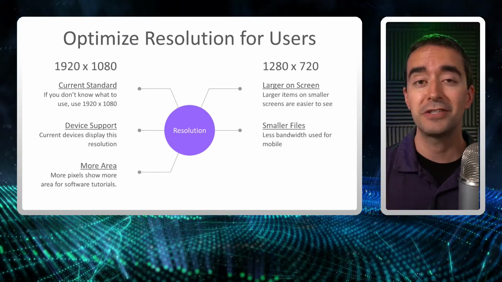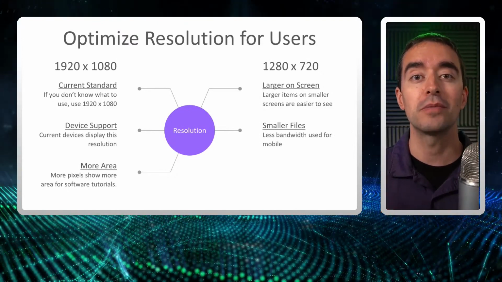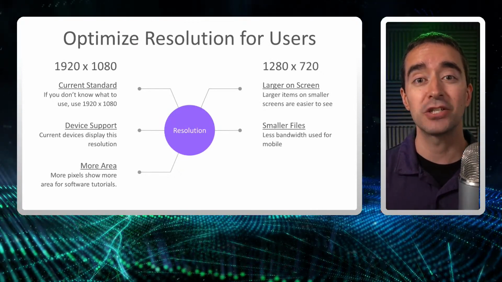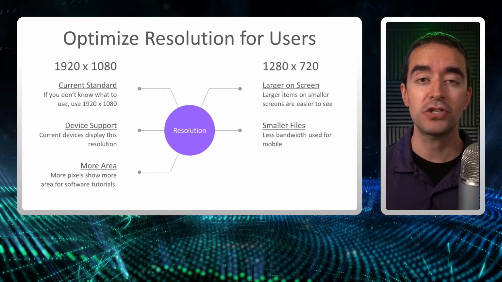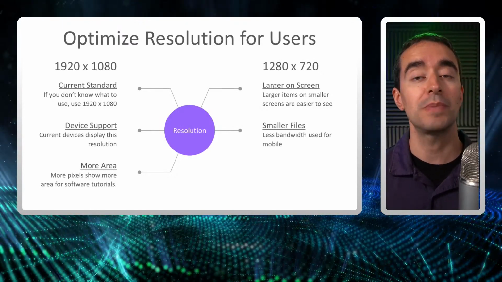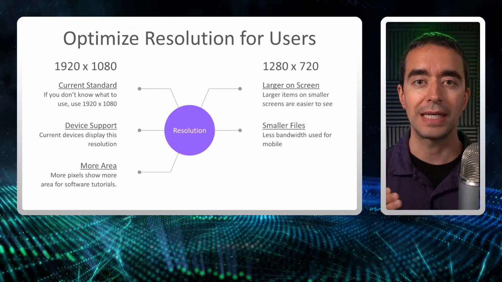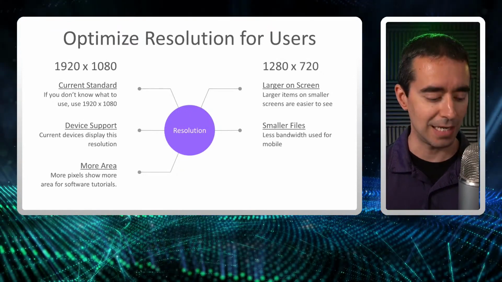The next part is that it's a smaller file. So if we're thinking mobile device users are probably using data, and the faster we can get the data to them, the better. And if it's a 1280 by 720 file, it's just going to be a smaller video, which means less bandwidth, they're consuming less data, and they'll be able to see that video in its entirety faster than if it's a 1920 by 1080 video.